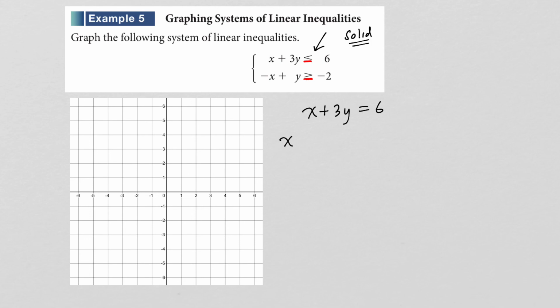So I want you to notice that if x is equal to 0, y is going to be 2. So that gives us the point 0, 2. And if y is equal to 0, that's going to give us x is equal to 6, which is the point 6, 0. So we have the point 0, 2 and 6, 0, and the line goes through those two points.